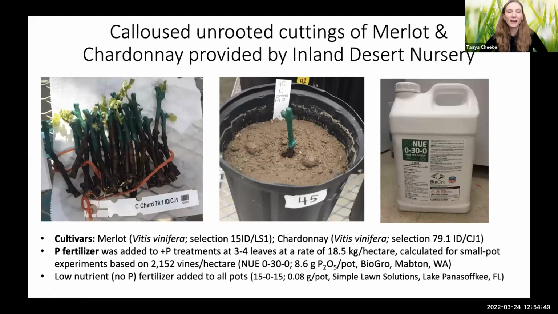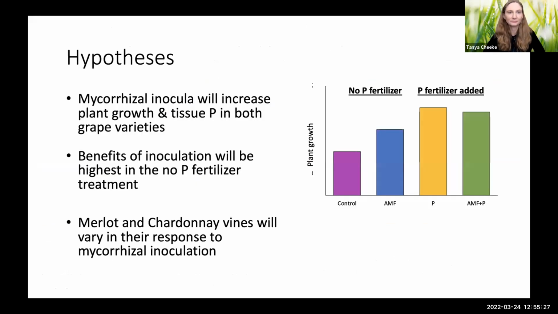So we got our calloused unrooted cuttings of Merlot and Chardonnay from Inland Desert Nursery. They provided those for our research. These are self-rooted vines. And so we planted them into each pot with the roots. And we got unrooted cuttings because we didn't want them already colonized with mycorrhizal fungi. We really wanted to look at how this fungal inoculant impacted growth of the Merlot and the Chardonnay. So they were planted, the root zone was in the mycorrhizal inocula, and then we added phosphorus fertilizer to the phosphorus treatments. And then we also had a low nutrient fertilizer that we added to all pots so they wouldn't be stressed in other nutrients.